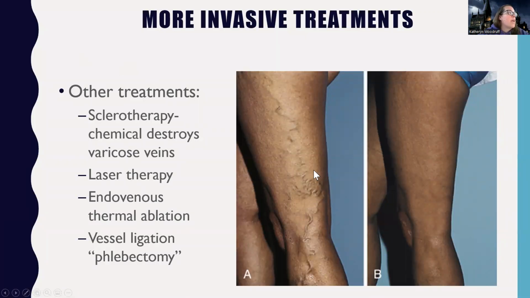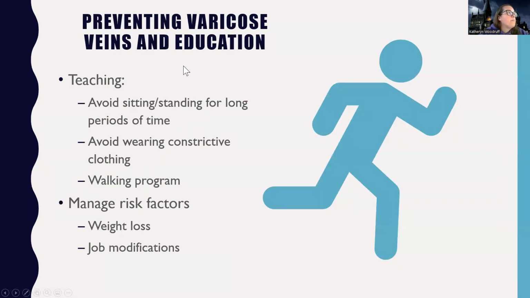So here's an example. There's what's called sclerotherapy. They use a chemical that destroys the varicose veins. There's laser therapy. There's what's called an ablation, and there's also phlebectomy, where they literally pull it out like pulling a slug out of your leg. I've seen some videos. It's pretty disgusting, but it can improve the appearance for those that really worry about the appearance of their legs. And you can see this can get to the point where it definitely significantly changes your appearance.